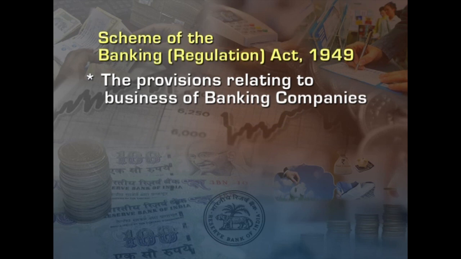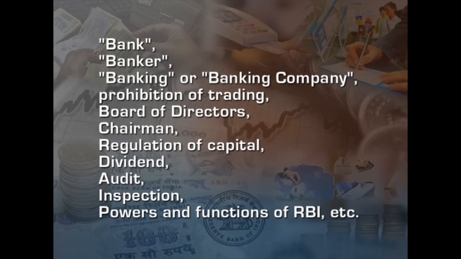The provisions relating to business of banking companies. Section 6 to 36A under Part 2 of the Act contain the various provisions under the Act relating to form of business in which banking companies may engage, the definition of the terms bank, banker, banking or banking company, prohibition of trading, board of directors, chairman, the RBI powers thereon, regulation of capital, dividend, audit, inspection, powers and functions of Reserve Bank of India, etc.